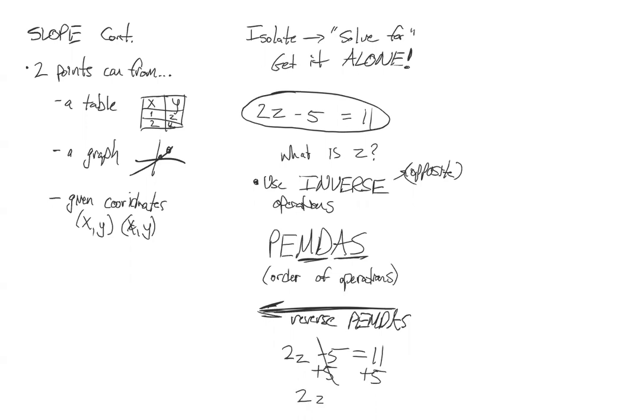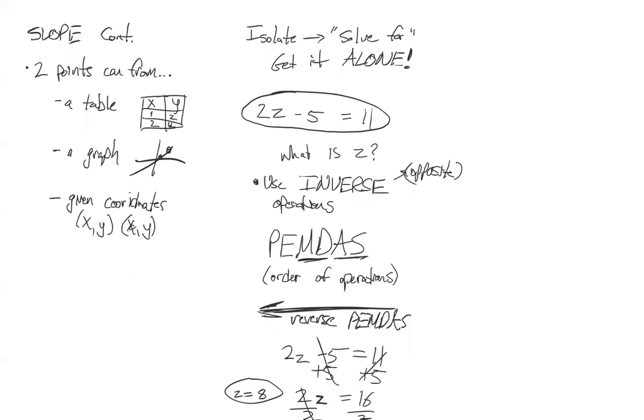And then we'd have 2z equals 16. And now we'd have to do the opposite of what's happening. So 2 times z right now is 2z. Divide both sides by 2. And you see that z equals 8. All right. And now those are fairly easy, right? Those are 1- and 2-step equations.